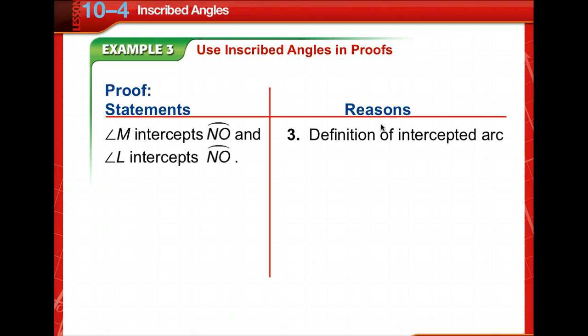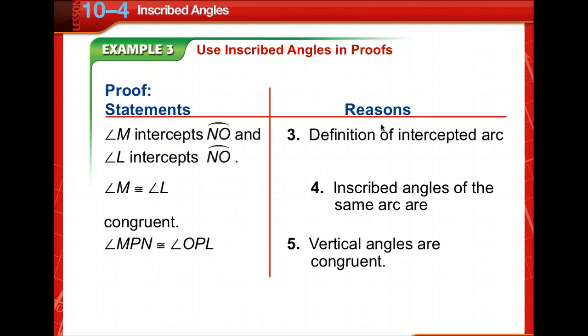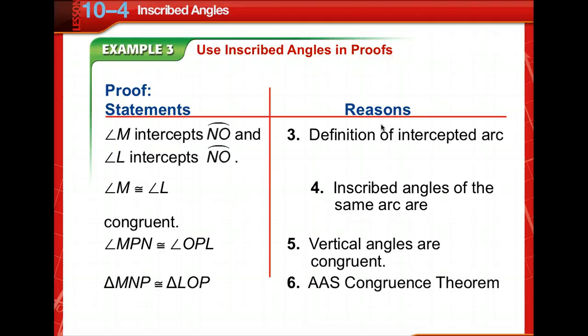Now, definition of intercepted arc. Both angle M intercepts arc NO, and L intercepts arc NO. Inscribed angles of the same arc are congruent. So angle M is congruent to angle L. And angle MNP is congruent to angle OPL because vertical angles are congruent. So you need to check to see, what do we have? Angle, angle, side. These 2 triangles are congruent by the angle, angle, side congruence theorem. Very good.